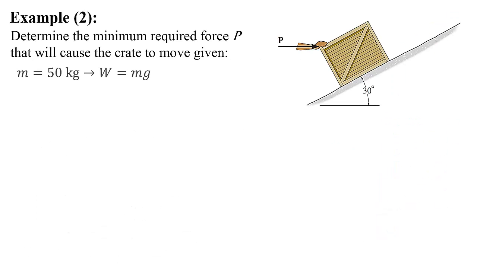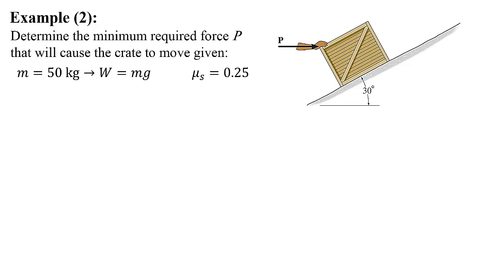We have this crate on an inclined surface with an inclination of 30 degrees being pushed by a horizontal force, P. I'm asked to determine the minimum required force P that will cause the crate to move up. Notice I'm given the mass, but from the mass I can calculate W, which is W equals mg, mass times the gravitational acceleration. And I'm given mu s equals 0.25, and from the figure I'm given theta, which is equal to 30 degrees.